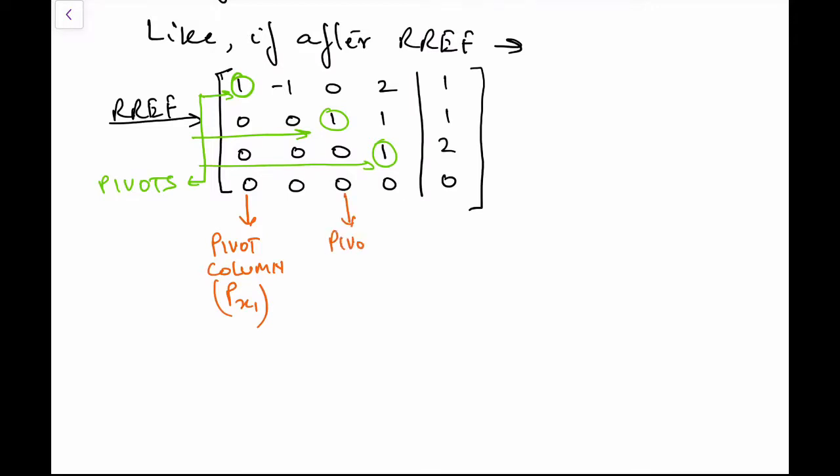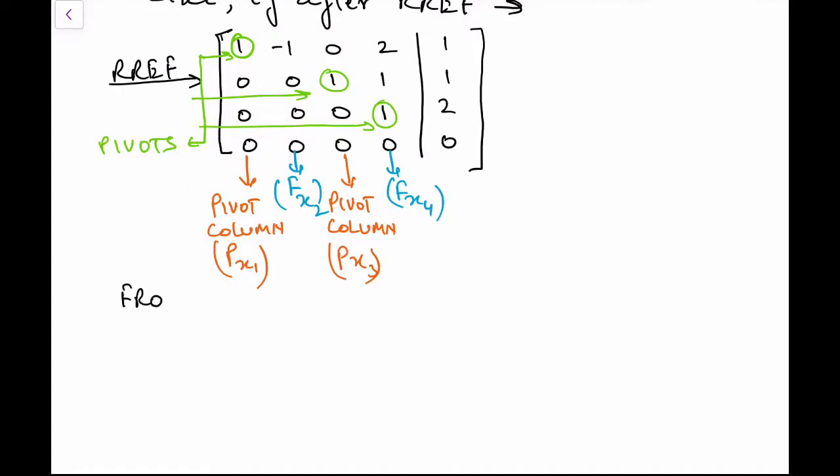Similarly, column 3 is a pivot column and we can write it as px3, and columns 2 and 4 are non-pivot columns, so they correspond to free variables. So x2 and x4 are free variables here.